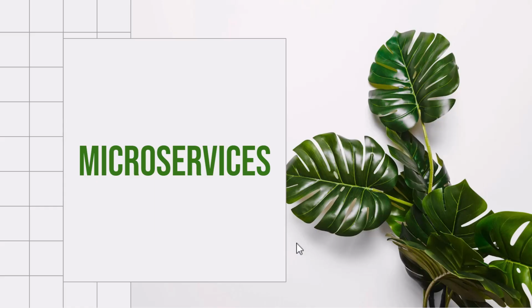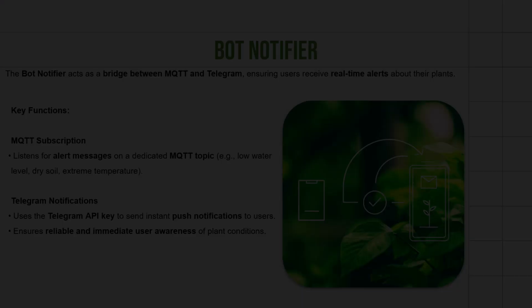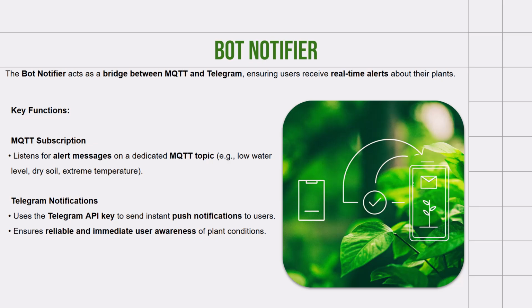Now we want to talk about microservices. As you can see here in this diagram, our system has several microservices that we want to talk about now. The first one is the bot notifier. This service is the communication bridge with the user. It listens for alerts like an empty water tank and sends a Telegram notification. This way, users always know the condition of their plant without opening the app.